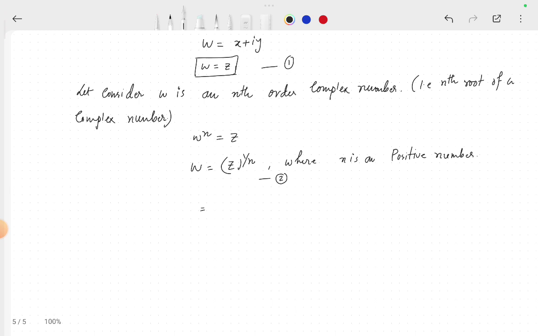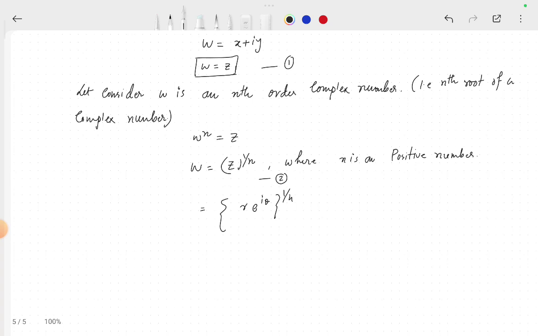So z to the power 1 by n can be written as z equals r e to the power i theta, whole to the power 1 by n. This represents z in the plane polar coordinate system. One form is the Cartesian coordinate system, x plus iy, and it has a relation with the plane polar coordinate system: x equals r cos theta, y equals r sin theta. Using this connection, we can write a complex number in polar form as r e to the power i theta.